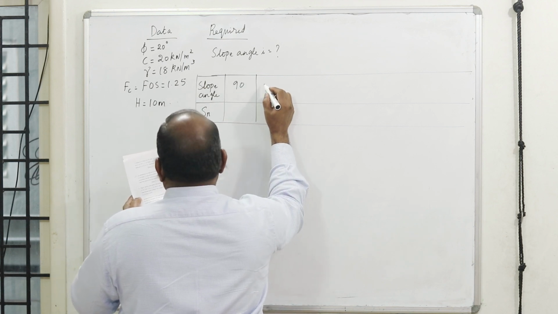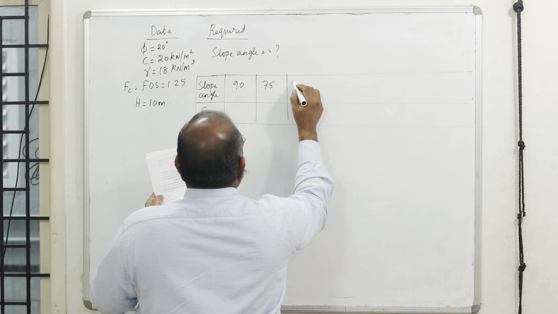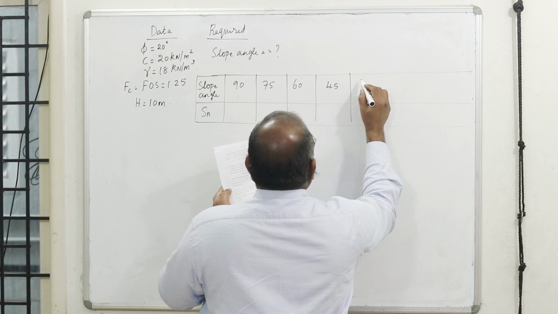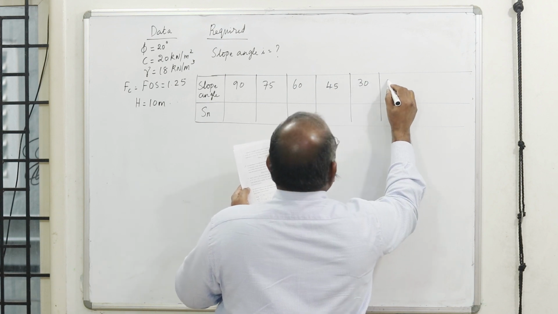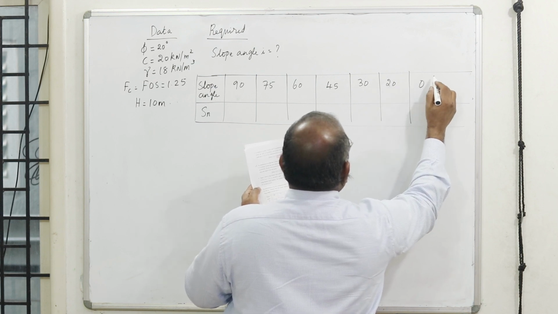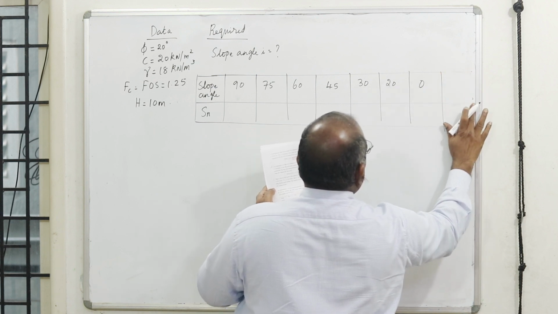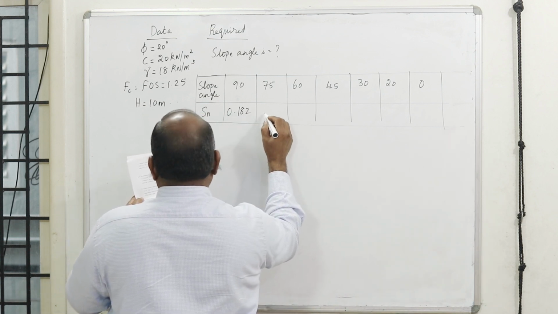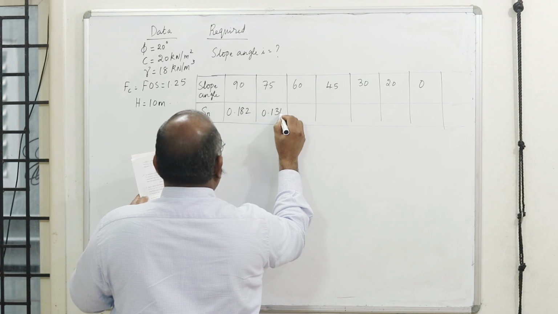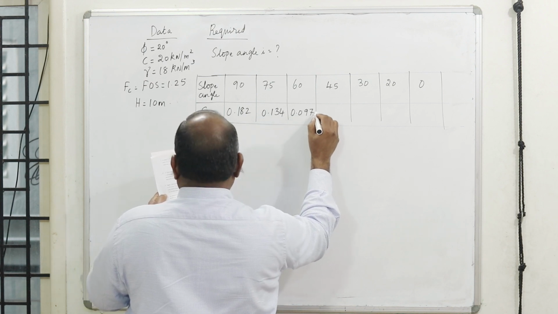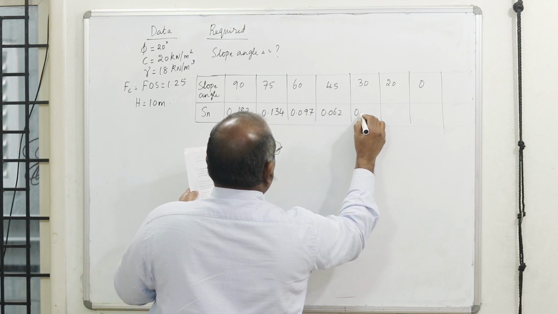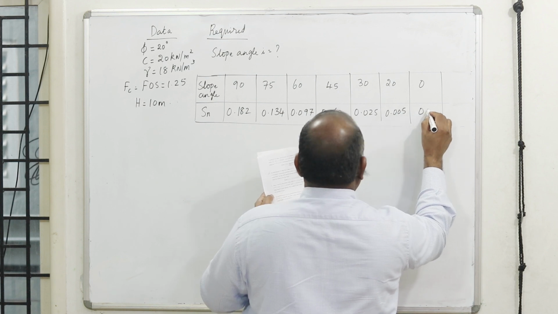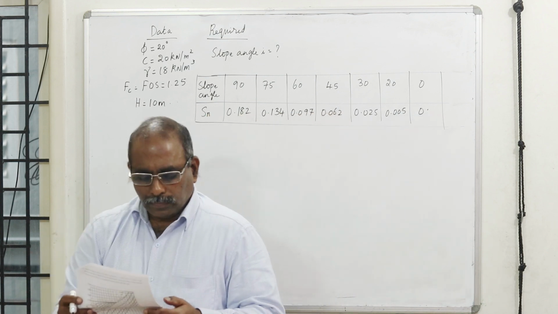The slope angles are 90, 75, 60, 45, 30, 20 and 0. The values of the stability number for 90 is 0.182, then 0.134, 0.097, 0.062, 0.025, 0.005 and 0.